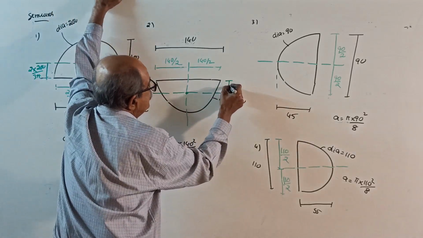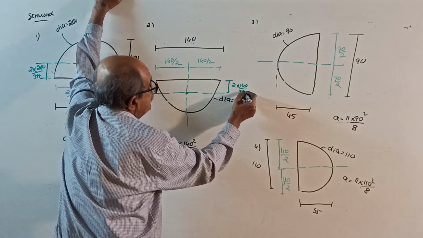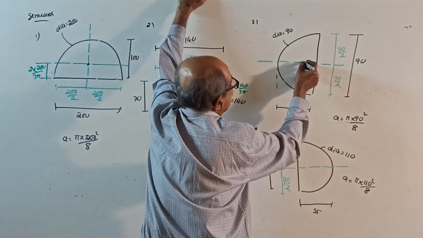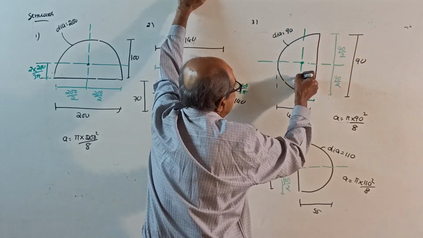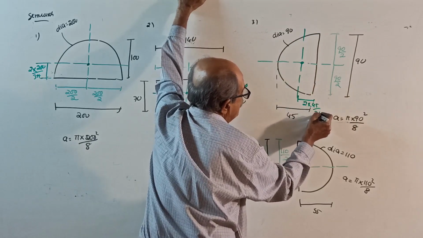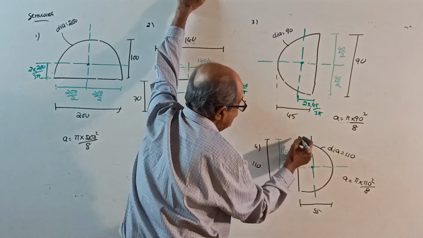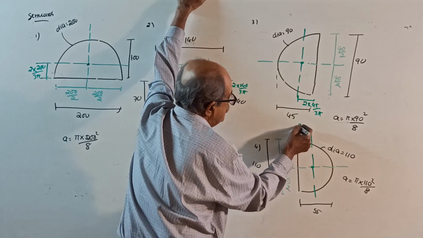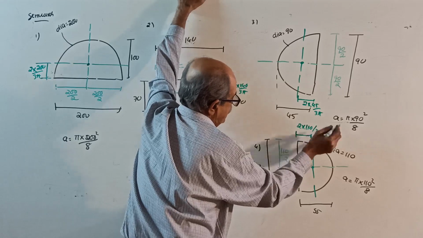This is 2d by 3 pi. 2 into 140 divided by 3 pi. Here, centroid is here. See, this is 2d by 3 pi. This is 2 into 45 divided by 3 pi. Here, this is 2d by 3 pi. 2 into 110 divided by 3 pi.